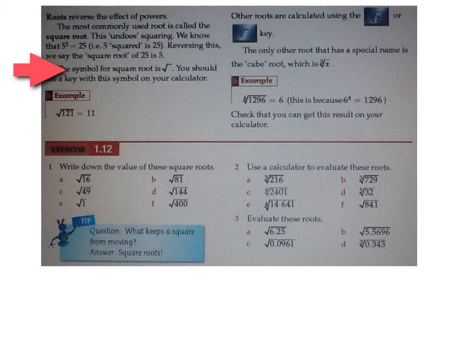Have a look at the exercise 1.12. Have a go. There, question E, the square root of 1 has cropped up again. So you've done that in the previous exercise. Have a look at the answers at the back of the book, and make absolutely sure that you're able to do that work.